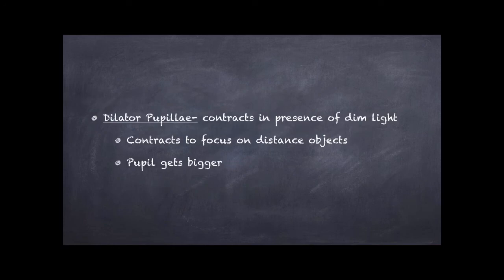And then you have the dilator pupillae, which basically contracts in the presence of dim light. And it's going to contract to focus on distant objects as well. And in this contraction, the pupil is going to get bigger.